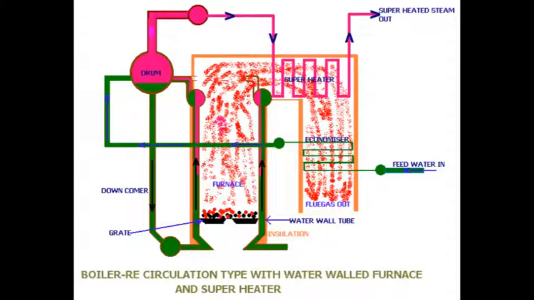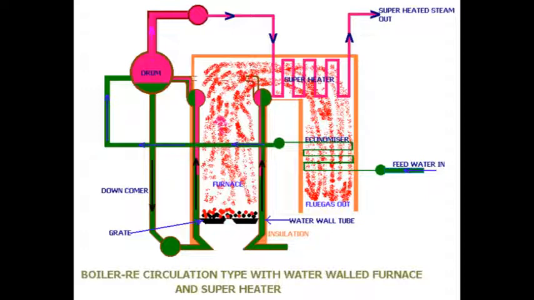Gradually, to improve the heat content of the steam, superheaters were introduced within the furnace zone and in between the convective and radiant zones of the boiler, and subsequently, for large capacity units, reheaters were also introduced.